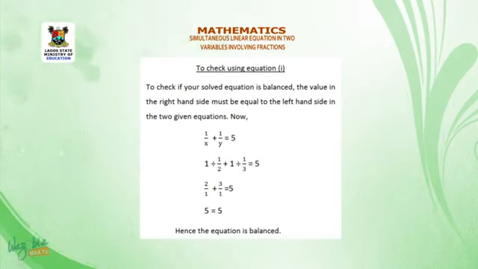Now, 1 over x plus 1 over y is equal to 5. 1 divided by 1 over 2 plus 1 divided by 1 over 3 is equal to 5. 2 over 1 plus 3 over 1 is equal to 5. 5 is equal to 5. Hence, the equation is balanced.